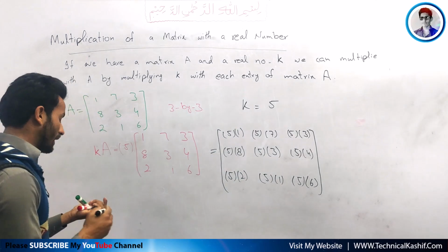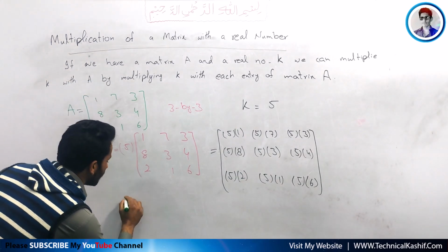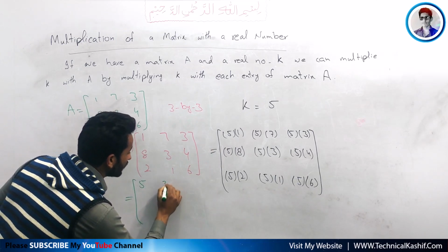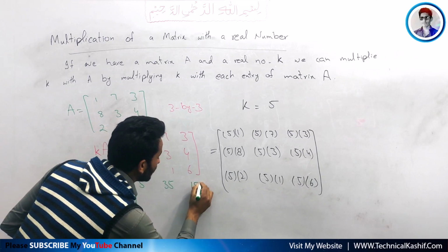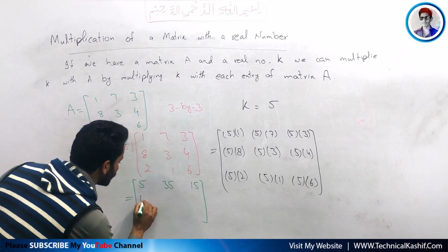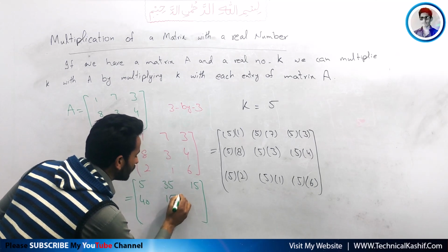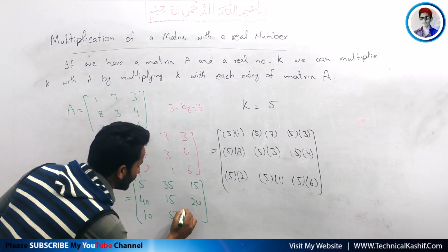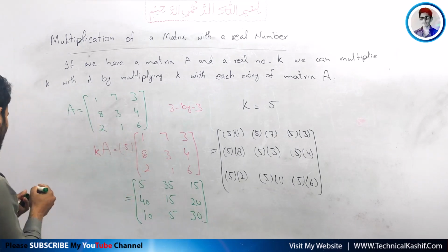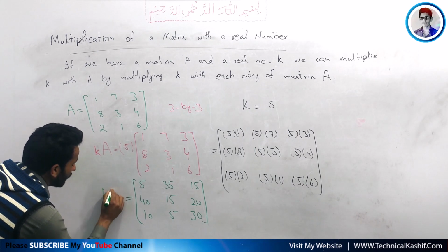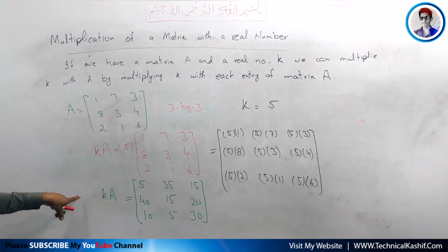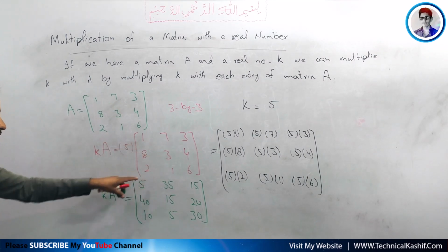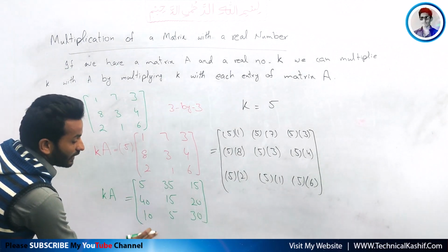By multiplying them, we can get their answer. How? 5 ones are 5, 5 sevens are 35, 5 threes are 15, 5 eights are 40, 5 threes are 15, 5 fours are 20, 5 twos are 10, 5 ones are 5, and 5 sixes are 30. This is our answer, which is equal to kA, the multiplication of a real number k, which is equal to 5, with a matrix A. We can multiply both of them and we can get their answer.